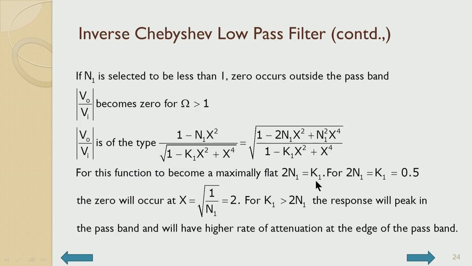So, we have actually introduced a condition where it is maximally flat. So, 2n1 is the same as k1, that is for the inverse Chebyshev. In the case of elliptic, we have to make k1 greater than 2n1 so that there is a peak. K1 is made greater than 2n1 for elliptic.